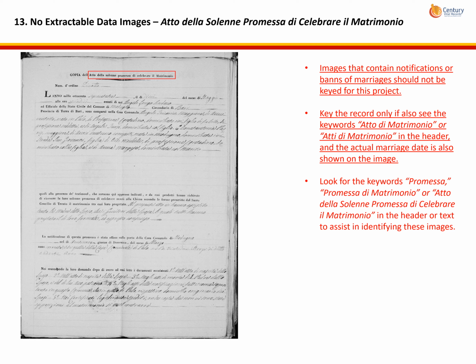Images that contain notifications or bans of marriages should not be keyed in this project. This image is a promise of marriage and the actual marriage date is not shown. Index it as no extractable data image.